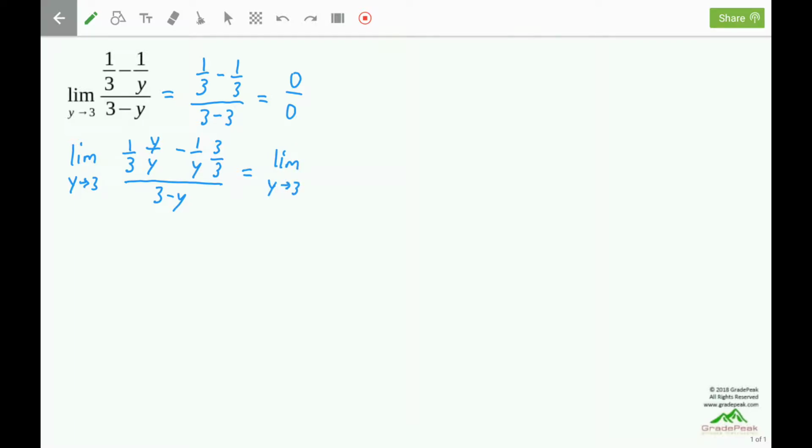In the numerator, multiplying 1 times y and 3 times y, minus multiplying 1 times 3 and y times 3, will produce the common denominator between those two terms, in which case we can now subtract those two terms. y minus 3, we subtract the numerators, and the whole thing is over the common denominator. And then all of this over 3 minus y.